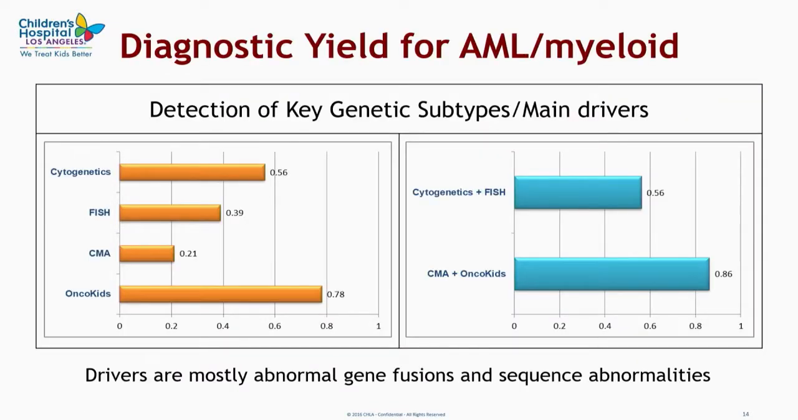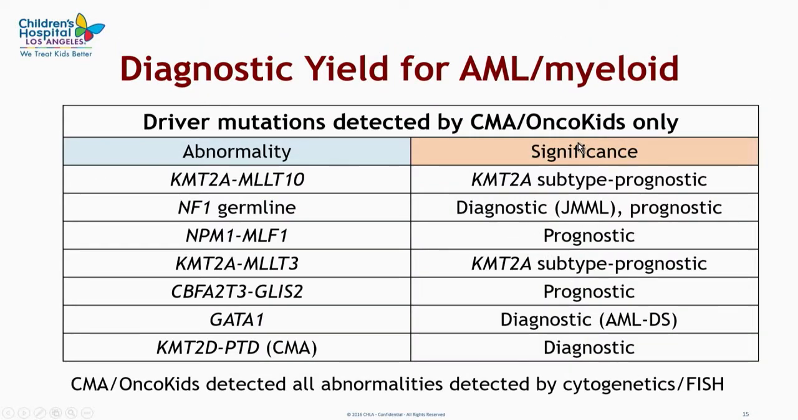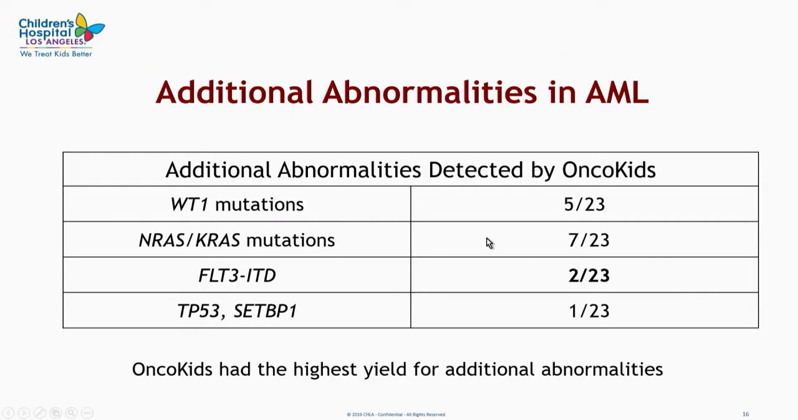When we look at AML, as a single test, OncoKids actually outperformed by far all the other individual tests. It had the highest diagnostic yield for key genetic drivers, and then additional increase was seen when we also had CMA analysis. And these are, again, cases where key drivers were only captured by these novel assays, NGS and CMA. And then, similarly to B-ALL, the strength of NGS was in its ability to detect DNA sequence abnormalities, sequence changes, which are very important in AML pathogenesis and obviously cannot be identified if you are only performing cytogenetic analysis and FISH.